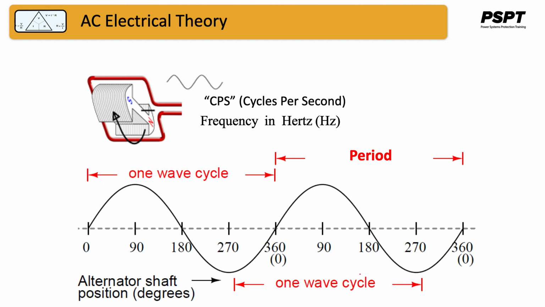Period and frequency are mathematical reciprocals of one another. That is to say, if a sine wave has a period of 10 seconds, its frequency will be 0.1 Hz, or 1/10 of a cycle per second. Frequency in hertz equals 1 over the period in seconds.